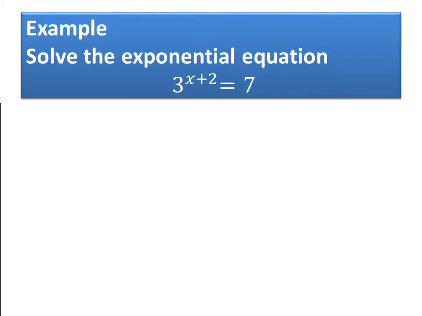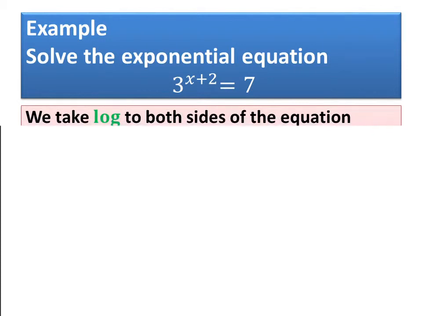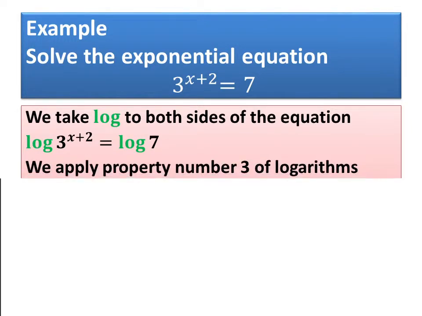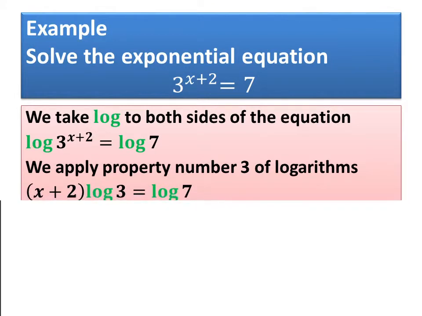Another example. Solve the exponential equation 3^(x+2) = 7. Here we take log to both sides of the equation. So log 3^(x+2) is equal to log 7. And again, we apply property number 3 of logarithms, so we get the (x+2) down. So (x+2) multiplied by log 3 is equal to log 7.